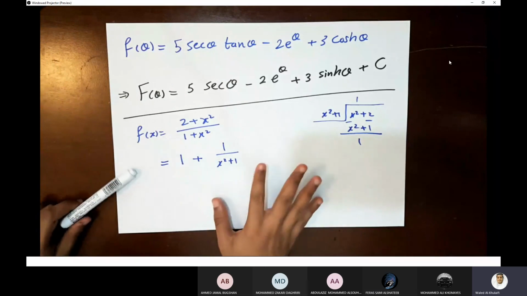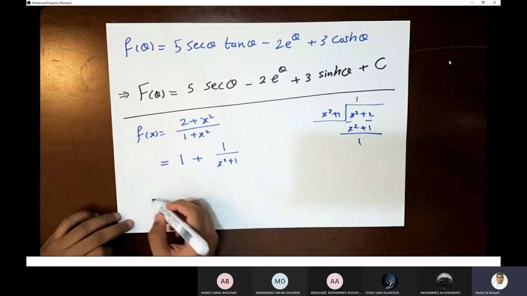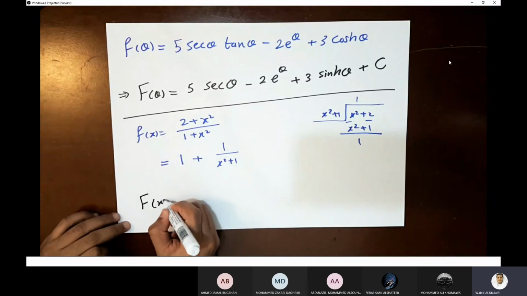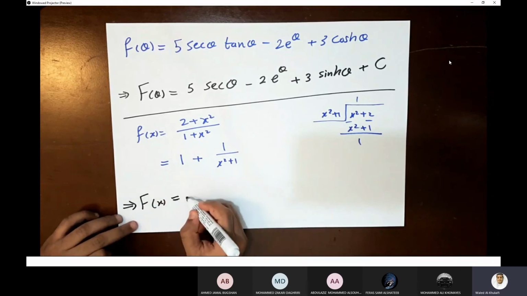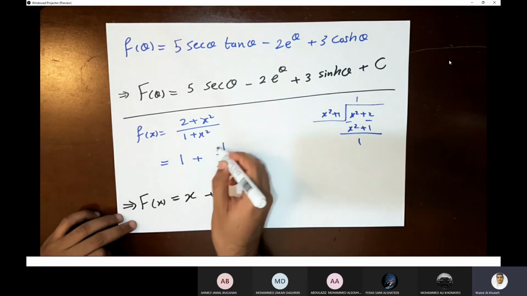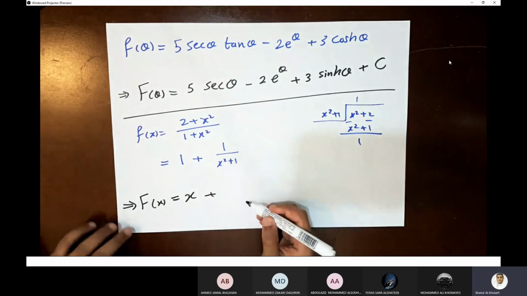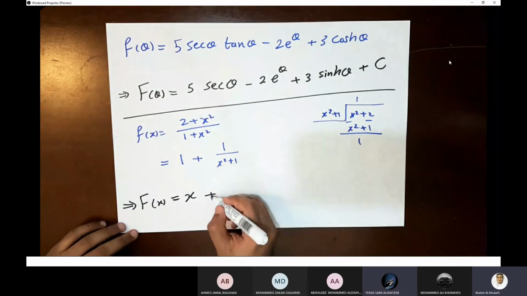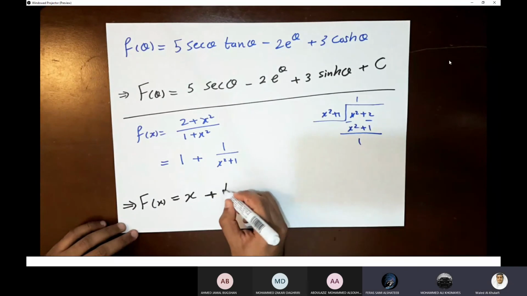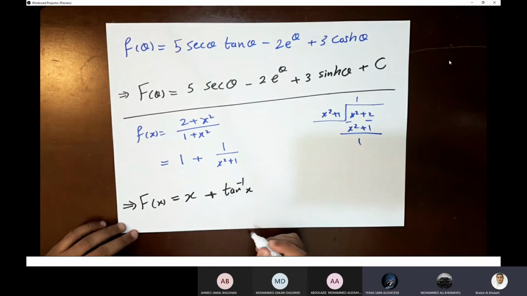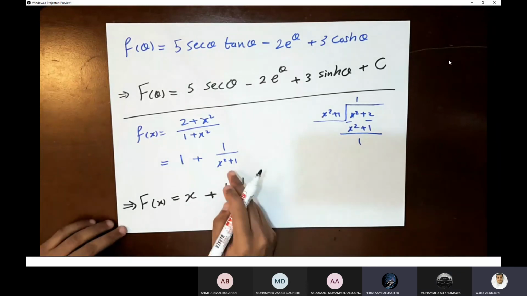Still, we did not find the antiderivative. We just simplified the function. Now what is the antiderivative? The antiderivative of 1 is x. What is the function I differentiate to get 1 over x squared plus 1? ln x. Tan inverse x.